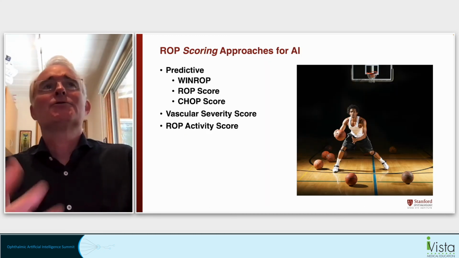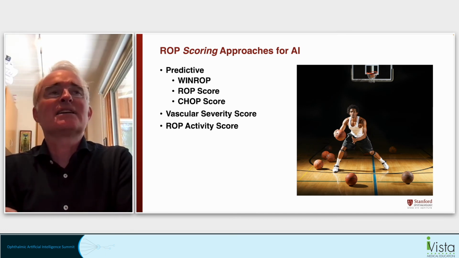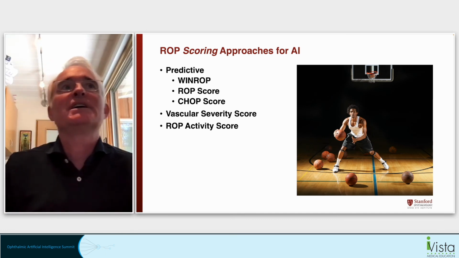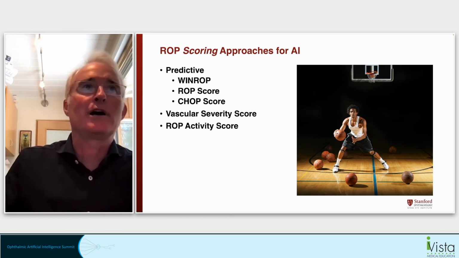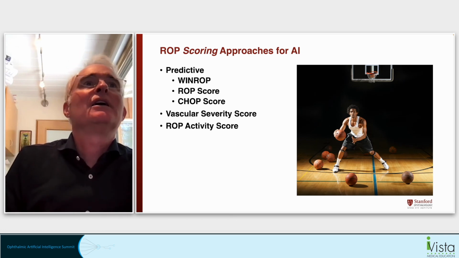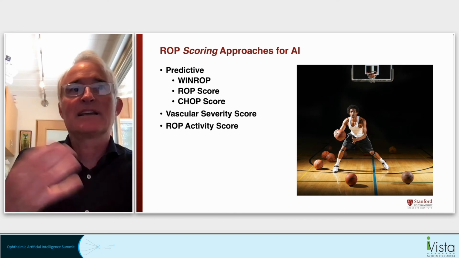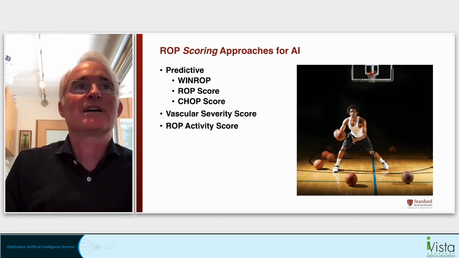There have been three relatively distinct approaches for AI in this space. One is predictive, using the WINROP, the ROP score, and the CHOP score. The other one is feature-based, looking at the vascular severity score, which we'll talk about in a second.